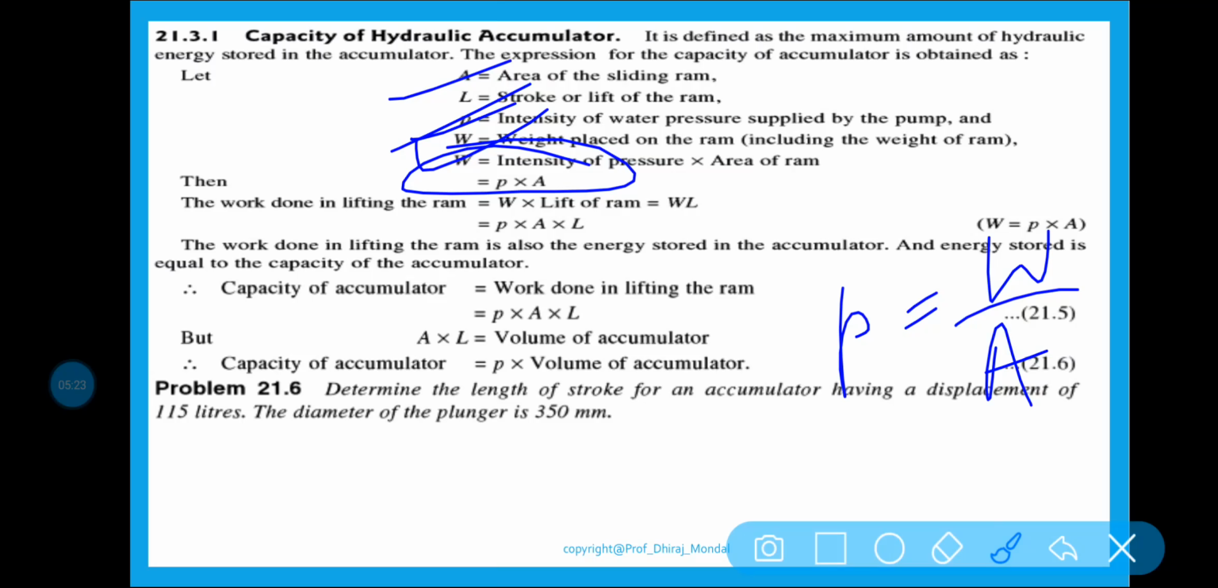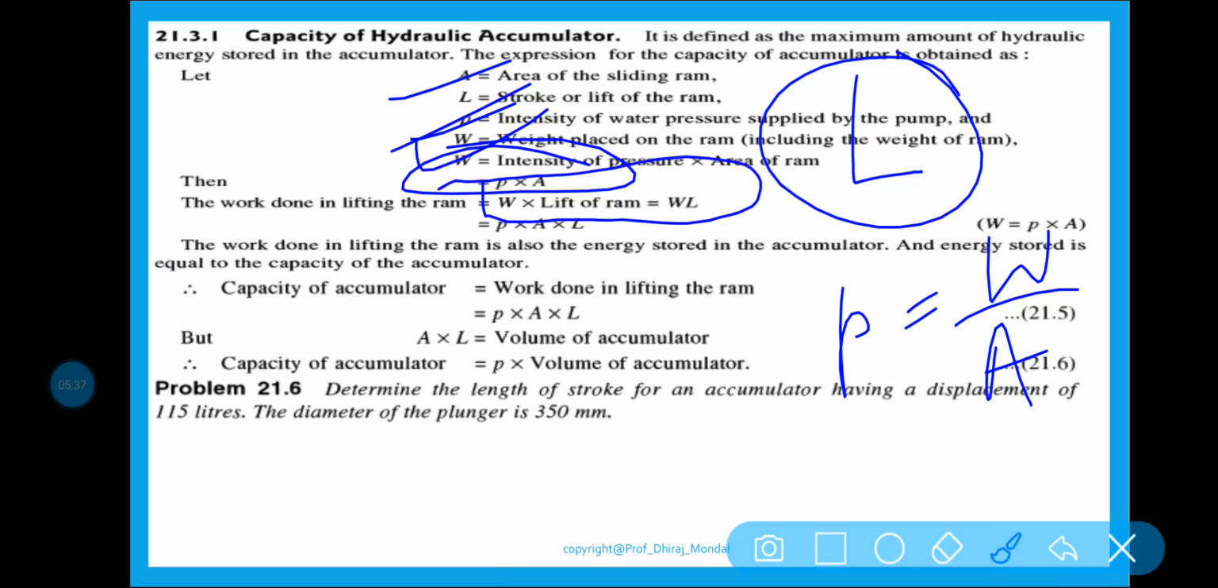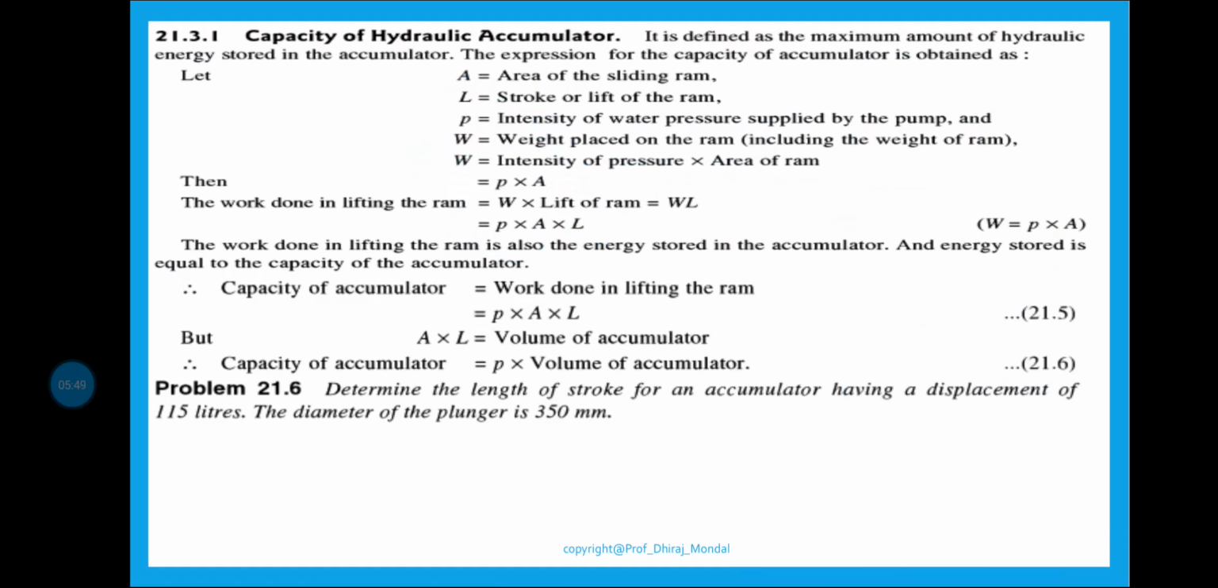Now the work done in lifting the ram, let us consider L. L is the length through which the particular weight is lifted. So W, that is your weight, that means force, into displacement, that is the work done, isn't it? And W is equal to P into A, so PAL is the work done in lifting the ram. Clear? So this is the work done.